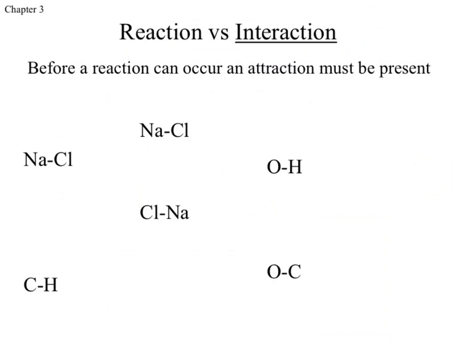Let's go with sodium chloride. What type of bond is there? It's an ionic bond. So we now have this quote-unquote molecule of sodium chloride. Now what I want to know is how it is going to interact with another molecule. We're going to go as simple as possible. Let's have it interact with another molecule of sodium chloride.